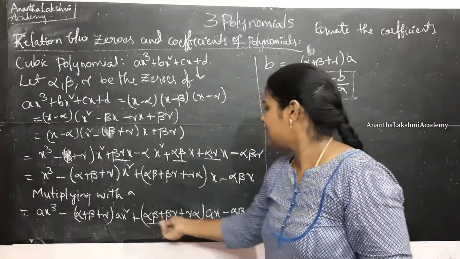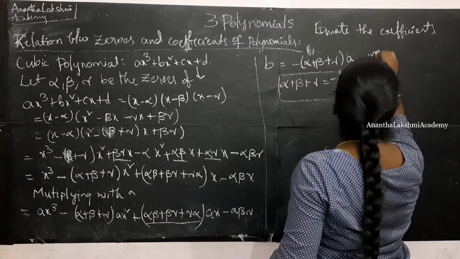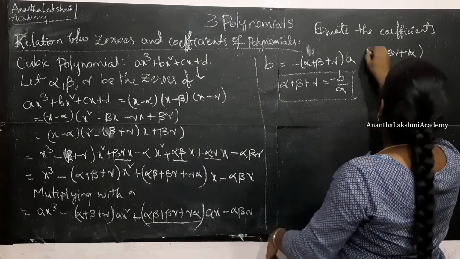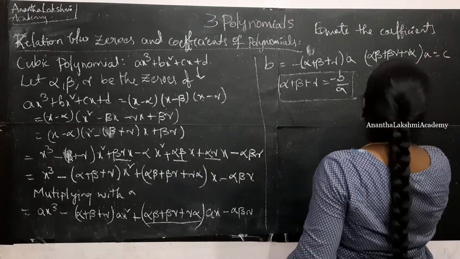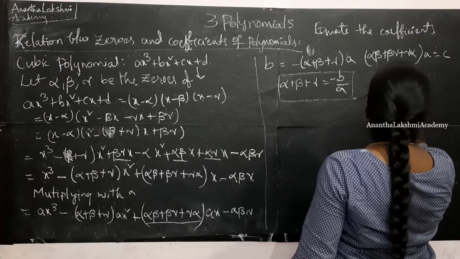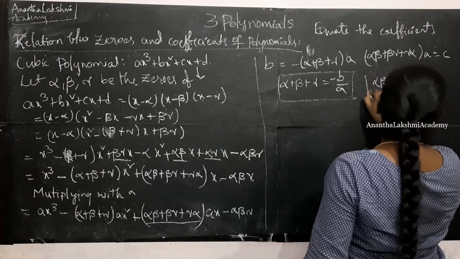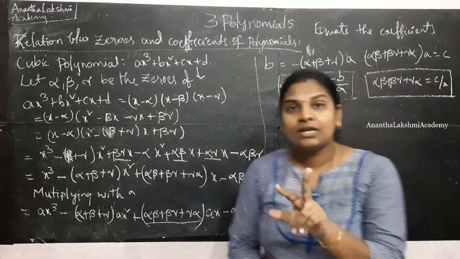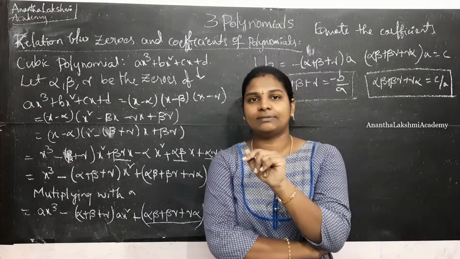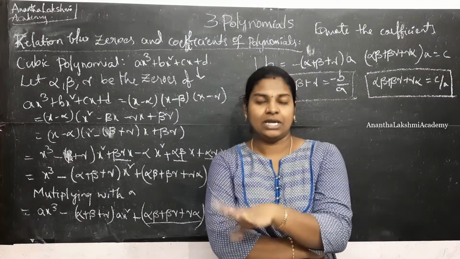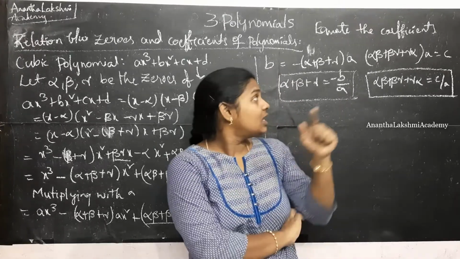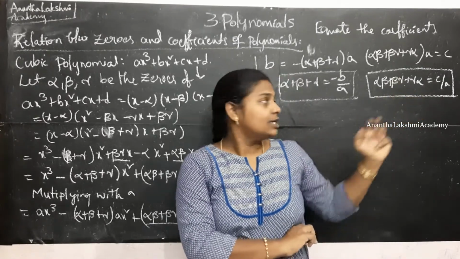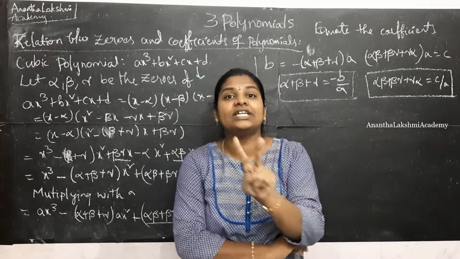Now next, what is c here? Alpha beta plus beta gamma plus gamma alpha into a is equal to c. So alpha beta plus beta gamma plus gamma alpha is equal to c by a. Now when there are only two zeros, when you do the product, what was it? Alpha, beta. But when there are three zeros, alpha is multiplied with gamma, alpha is multiplied with beta, beta is also multiplied with gamma. So this is product of the zeros taken two at a time.